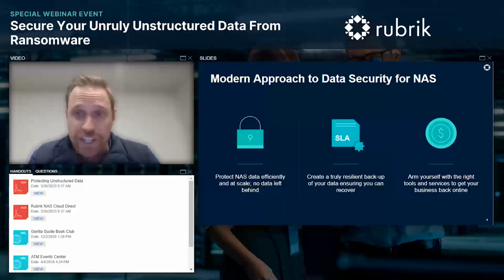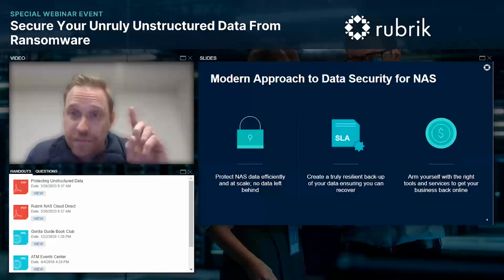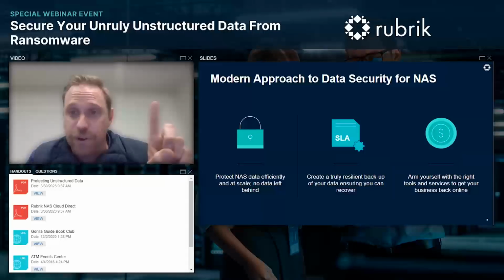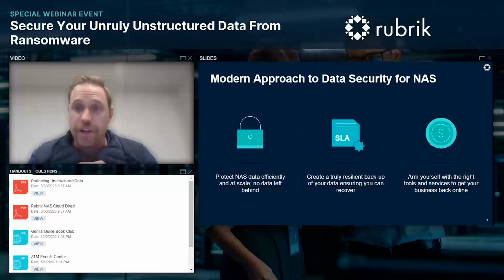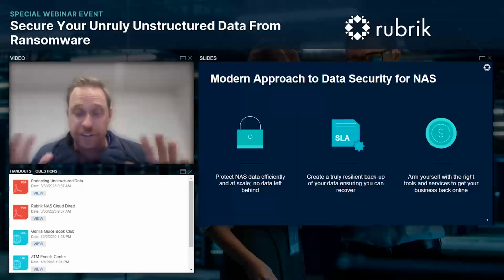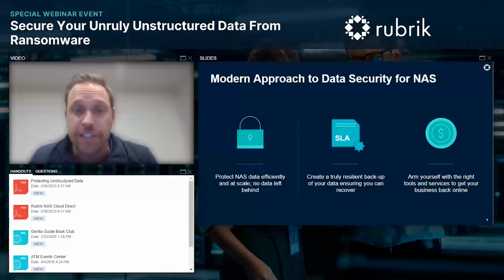And so with the challenges that we're seeing, whether it's being unable to meet your NAS backup performance because you're using NDMP, or not being cyber resilient or cyber secure, which is a snap and replication, Rubrik has looked at this challenge and solved it in a completely different way that hasn't been done before.